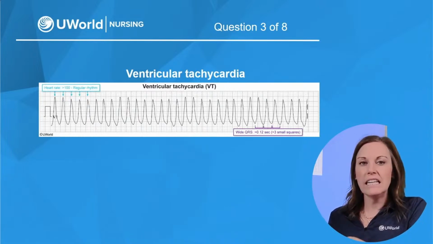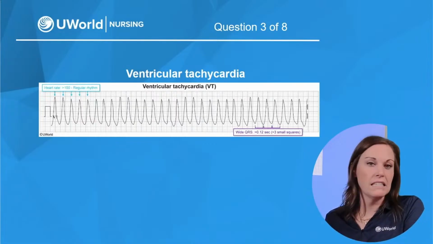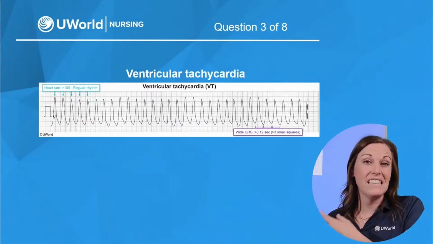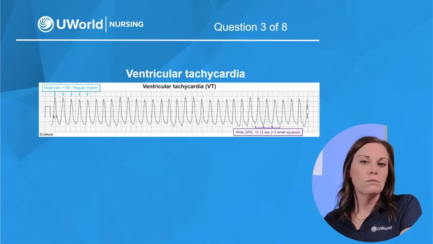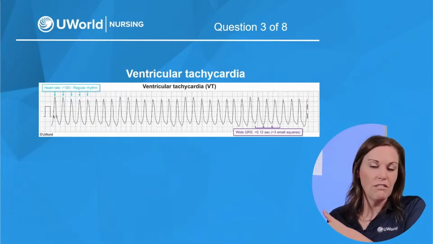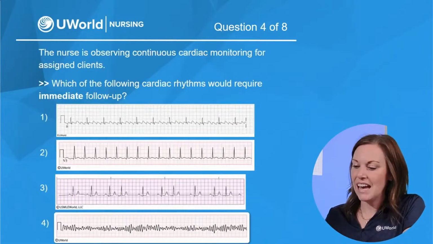So if our client is in VTach, we need to be very alert, because VTach leads to VFib, and we know we defib VFib. VFib is a life-threatening dysrhythmia. So when we see VTach, this is an alarming finding. We need to make sure we intervene. All right, good job, you guys.